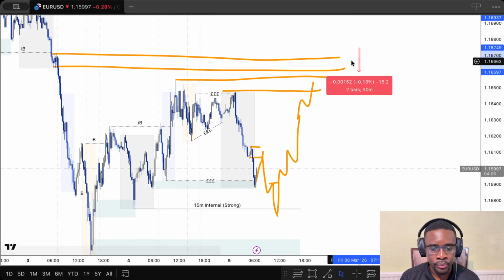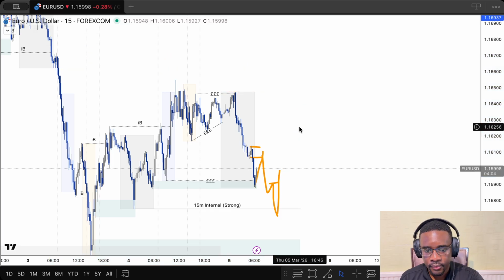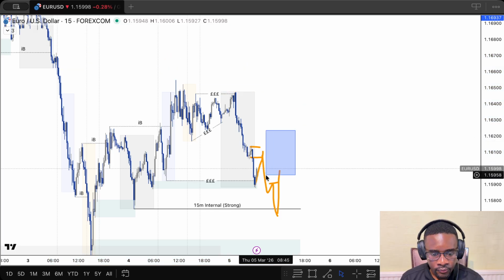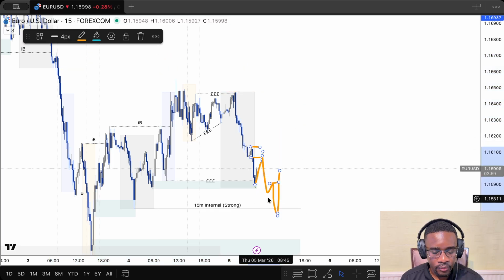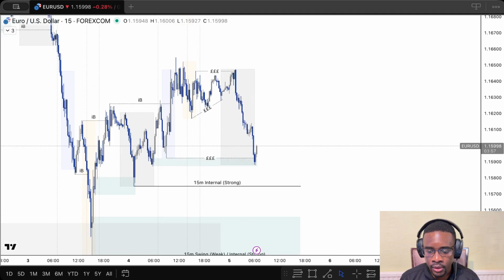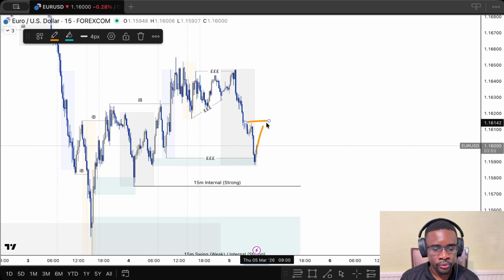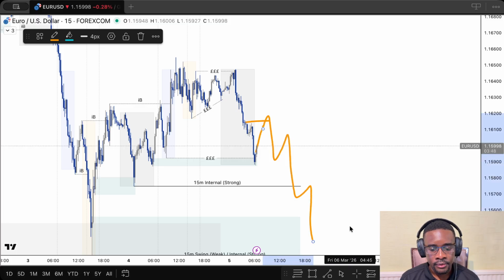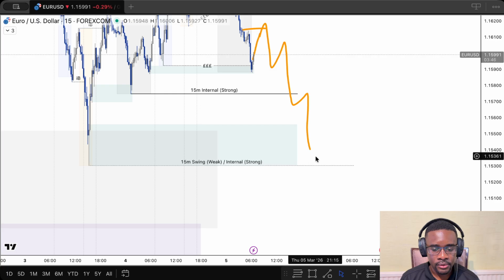Of course, another way would be for price to just maybe come up, react, sweep these areas, come down, and completely take out these areas.